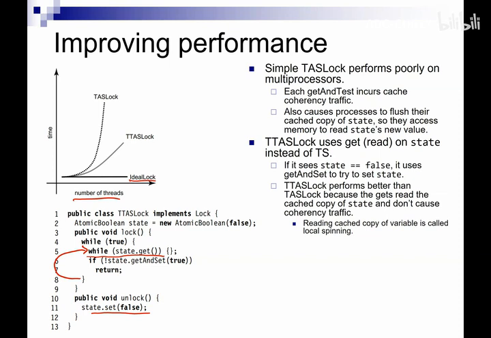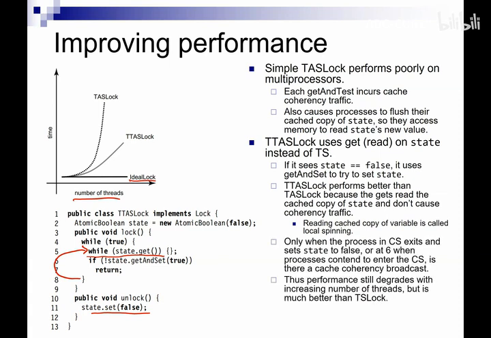So if you look at the performance of the TTAS lock, it's going to be better than the TAS lock, but it's still not ideal, because there's still cache coherency traffic happening, and the more threads there are, the more traffic there is. The threads still need to be able to get the current value of state, so we need the cache hardware to do that.